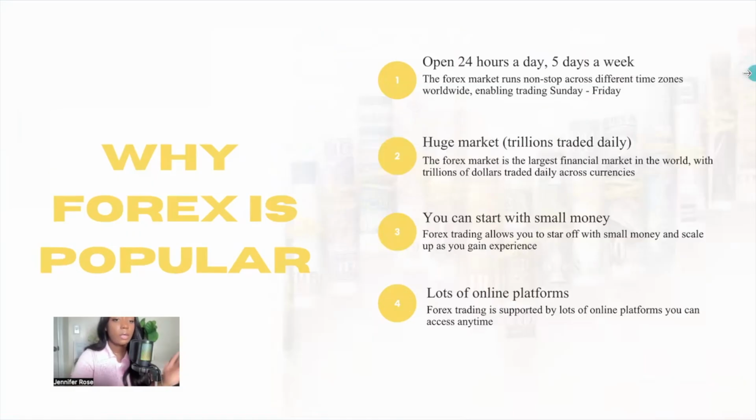Okay. All right, so why is Forex popular? So Forex is open 24 hours a day, 5 days a week. The Forex market runs nonstop across different time zones worldwide, enabling trading from Sunday to Friday. So the market does open Sunday night at like 6 p.m. and then Friday the market will close at 5 p.m. Now, there are trillions of dollars traded daily in this market. The Forex market is the largest financial market in the world with trillions of dollars traded daily across currencies.